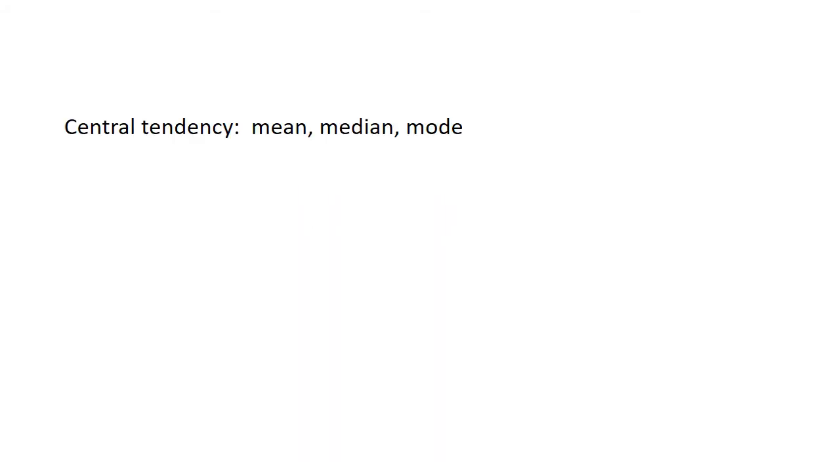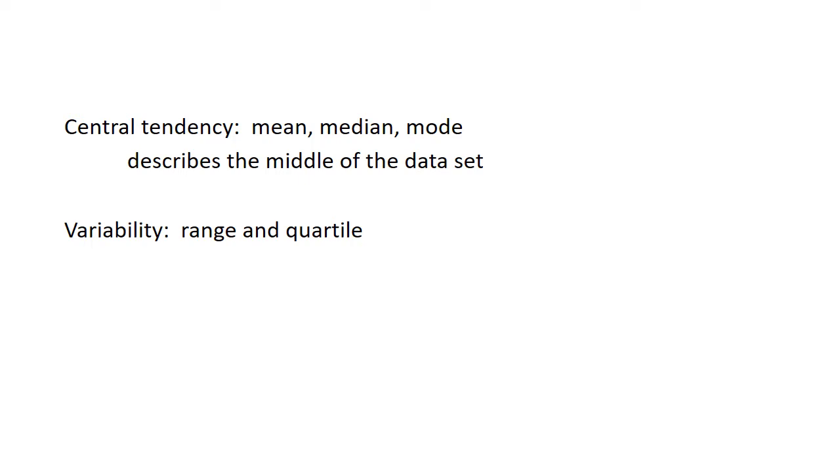Now, yesterday's video was on central tendency, which is the mean, median, and mode. These are all going to describe the middle of the data set. Variability describes a different part of the data set. It describes the range, the smallest to greatest values, and quartiles. Okay? So this really is just going to describe how spread out the data is. So we can describe the middle and we can describe how spread out it is.